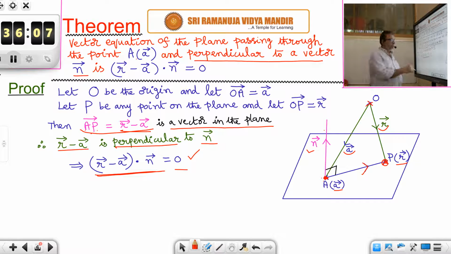Because this is true wherever you take the point P. Instead of here, you take here. Let its position vector be r bar. Join it to A and put an arrow like this. Now also AP bar is a vector completely lying in the plane, so it will be perpendicular to n bar. Therefore their dot product will be 0. So the position vectors of all points in the plane will satisfy this equation. All r bars, which are position vectors of any point in the plane, will satisfy the equation. Therefore this is the equation of the plane.